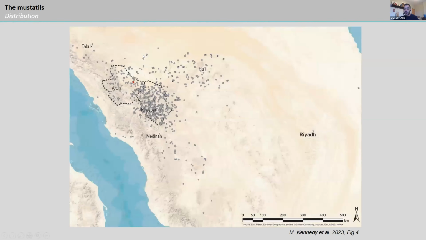The work on these structures is really only at its beginning still, but thanks notably to the work of Melissa and her team, the extent of the distribution area of the Mustatils is quickly being revealed, extending mainly in a wide triangle region defined by Medina, Ha'il, and Al-Ula, thus stretching towards the northwestern extremity of the Nefud Desert, with a main concentration in the Khaybar area, and to a lesser extent in the region of Al-Ula.